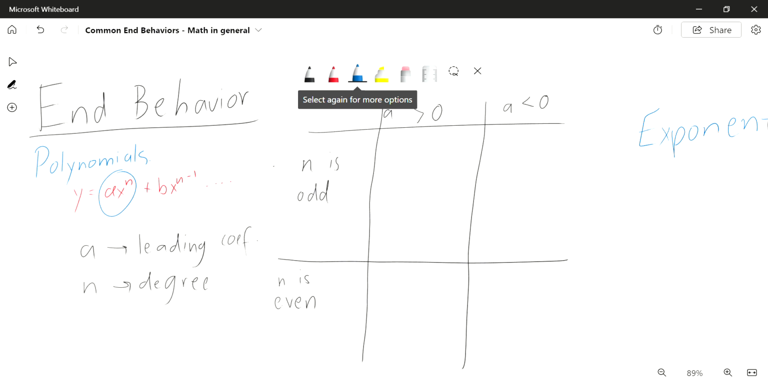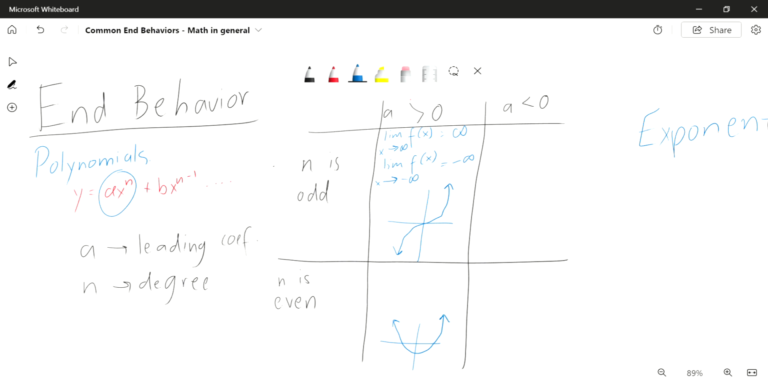So if a is positive and n is odd, you'll have a graph that looks something like this. So the limit of the polynomial as x approaches infinity is equal to infinity, and as x approaches negative infinity, it's negative infinity. But if n is even, your graph would look something like this. It would look a bit like a parabola.